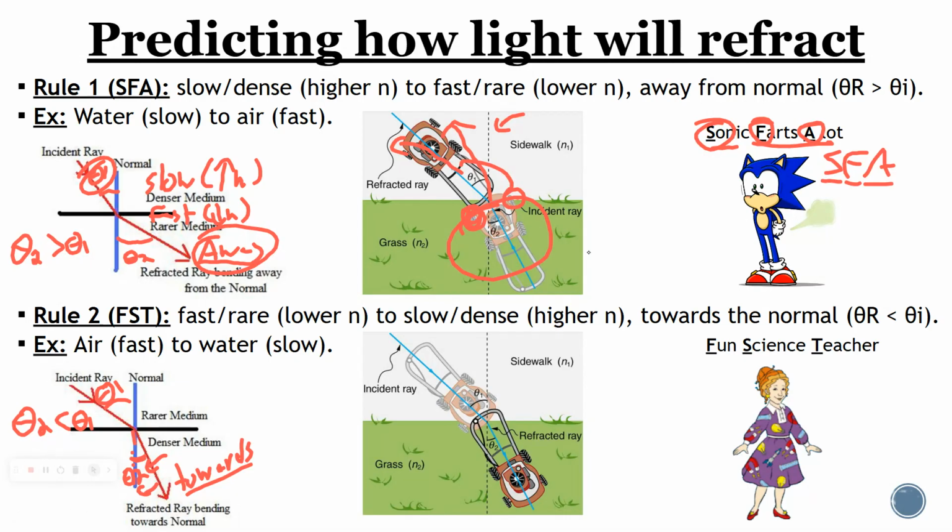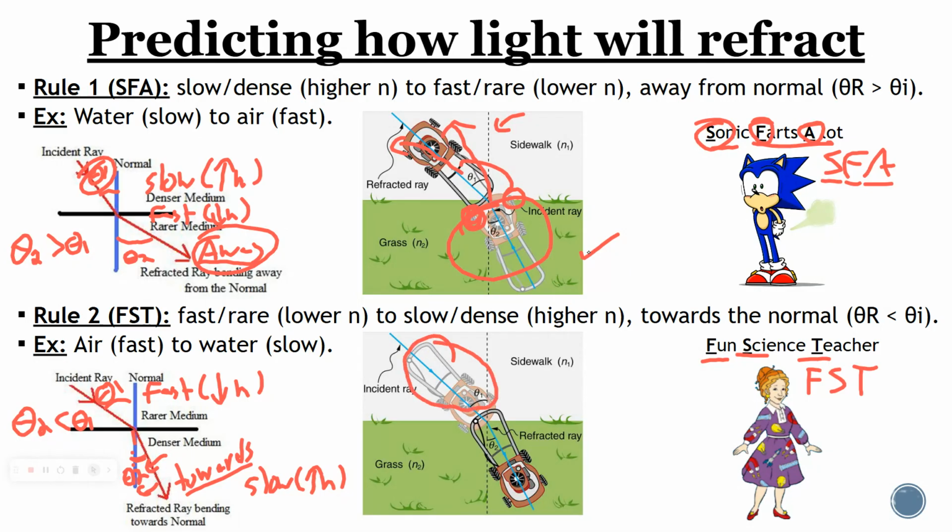Now, in the case of the light ray moving towards the normal, well, we use the trick Fun Science Teacher, FST. So that happens when you start off in a fast medium, so one with a low N, and then you travel to a slow medium, one with a high N. And that causes the ray to move towards normal. So it's sort of like it's the opposite of what we saw up here.